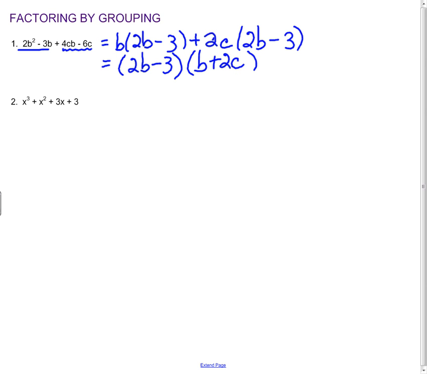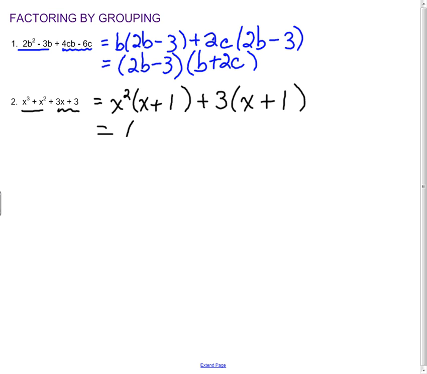For the second example, again, I have 4 terms that I am going to look at the first 2, ignore them, and look at the last 2. For the first 2, I have a greatest common factor of x squared. X squared times x plus 1 gives me those first 2 terms. For the last 2 terms, my greatest common factor is 3, and it would be 3 times in brackets x plus 1. Now I can put that information together and take out the common factor of x plus 1 and write the leftovers in the second bracket.